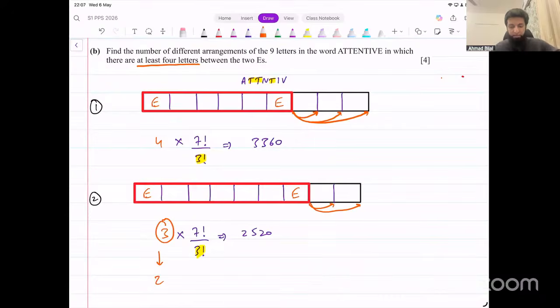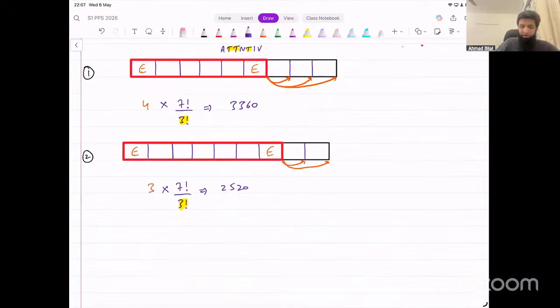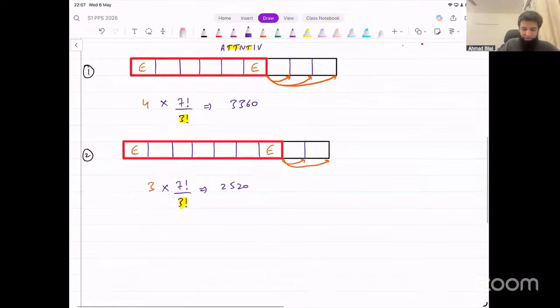So we have 4 cases. One case in which we have 4 letters between, another case in which we have 3 letters and then 2 letters and then 1 letter and then no letter. I'm sorry, the other way around. The first case is when you have 4 letters between the two E's and then 5 and then 6 and then 7. These are the possible cases that we've got. So you do not even need to show the other cases now. You could say the first is this number. The second is this number.